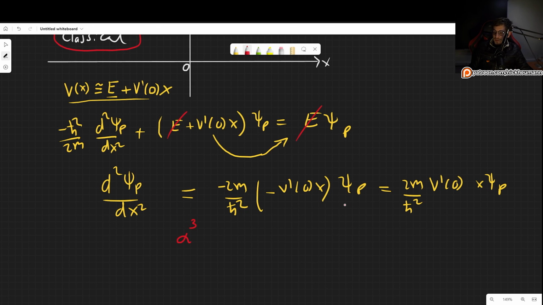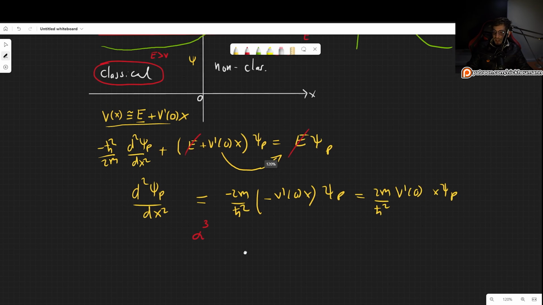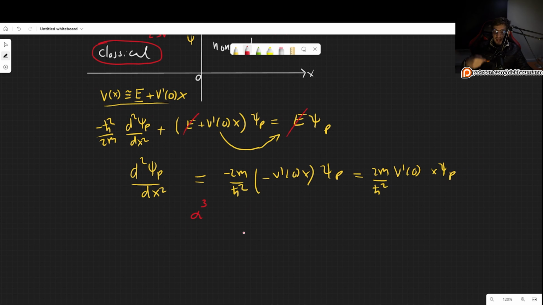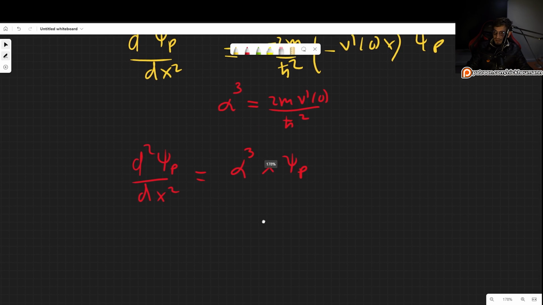And why alpha cubed? It will become apparent in a moment. You can of course just call it alpha, and then at some point you will find that this was convenient. It doesn't matter at all. So this will be 2m V prime of 0 over h bar squared. So our equation becomes d squared of the patching wave function dx squared equals alpha cubed x psi_p. So this is the differential equation that we have to solve.